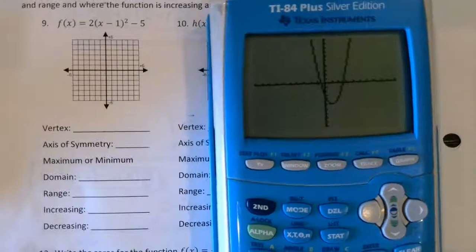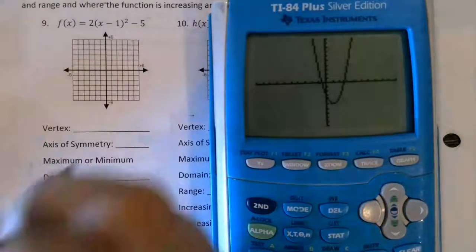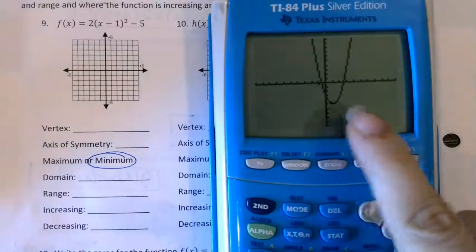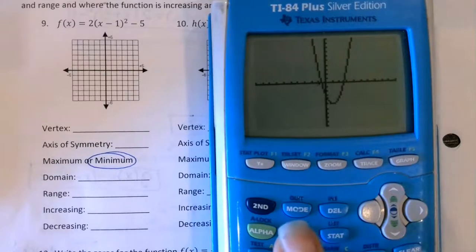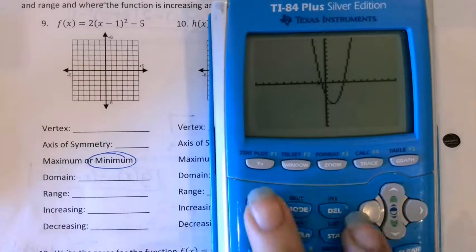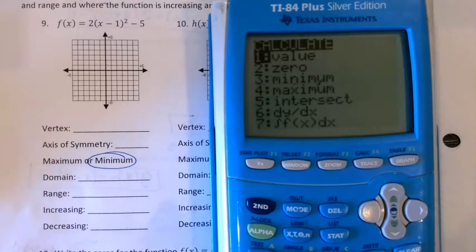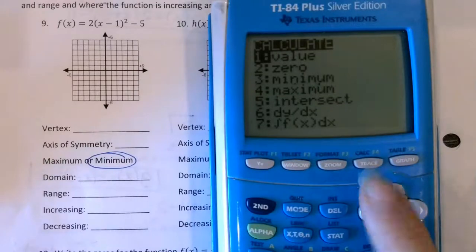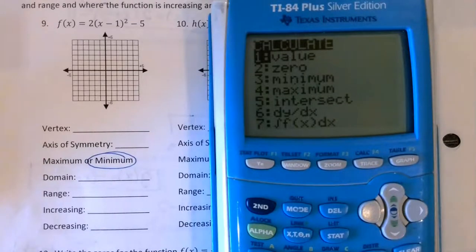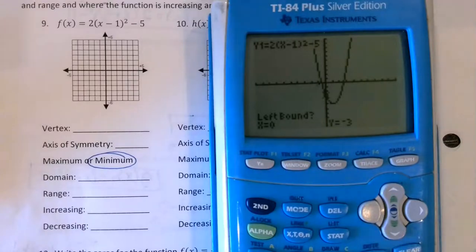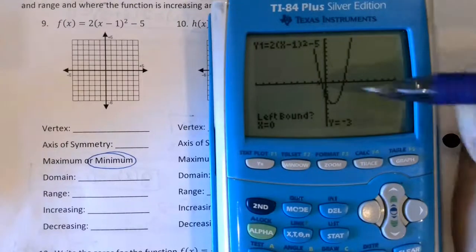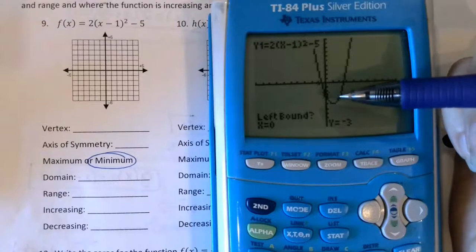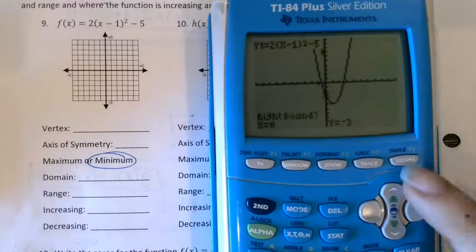Okay, looking at this one, it has a minimum because it has a low point. Then I'm going to find that minimum value. I'm going to go second trace. On your calculators, this would be blue and this would be yellow. Because I said it was a minimum, I'm going to pick choice 3. I'm going to go to the left bound, so I'm looking for the flashing dot to make sure it's on the left side of my vertex. This one is. I press enter.